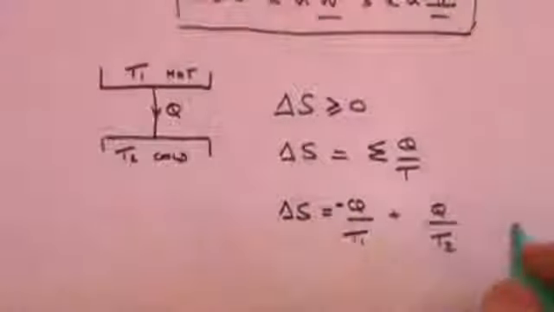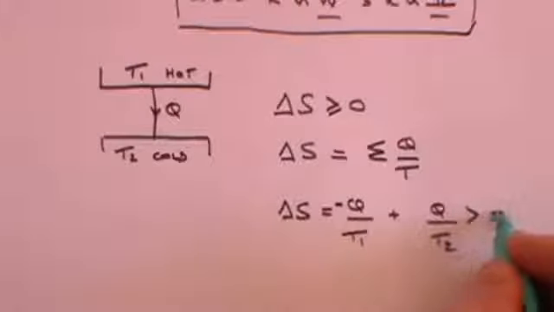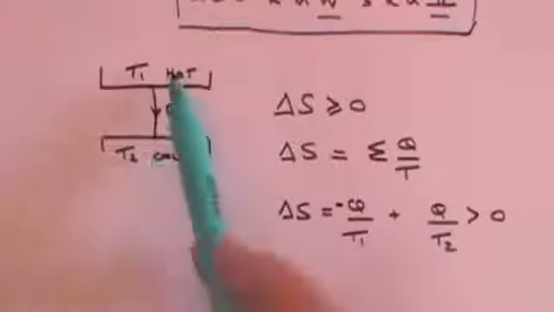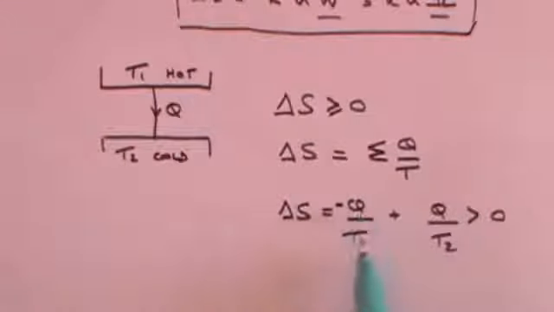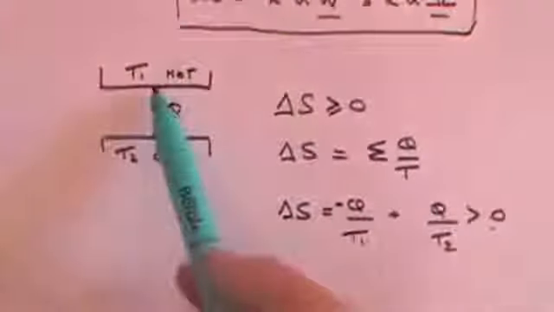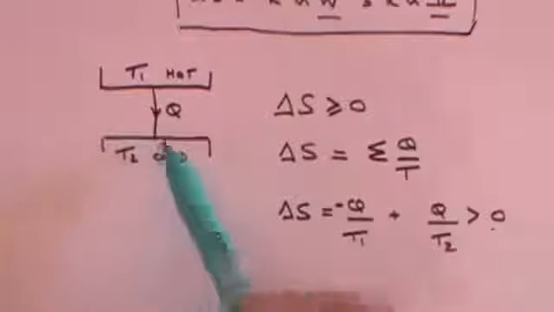And that is greater than 0, because you can show that if T1 is greater than T2, which it is because we're going from hot to cold, then Q over T2 is a fraction which is bigger than Q over T1. And therefore this term minus this term is going to be greater than 0. And that's okay, because entropy increases. And therefore heat will move from hot to cold.